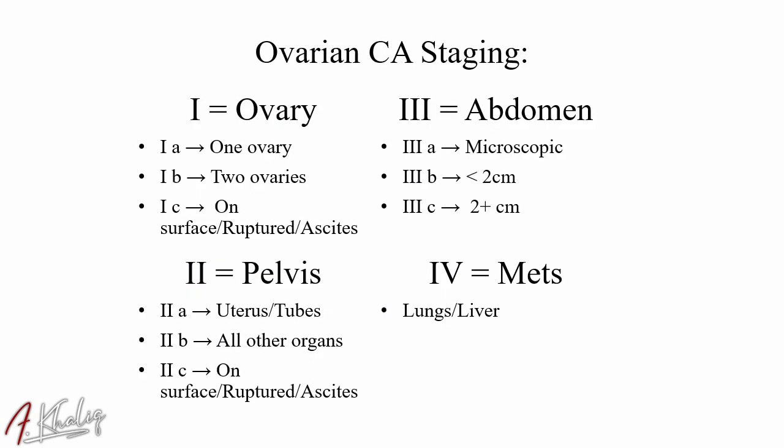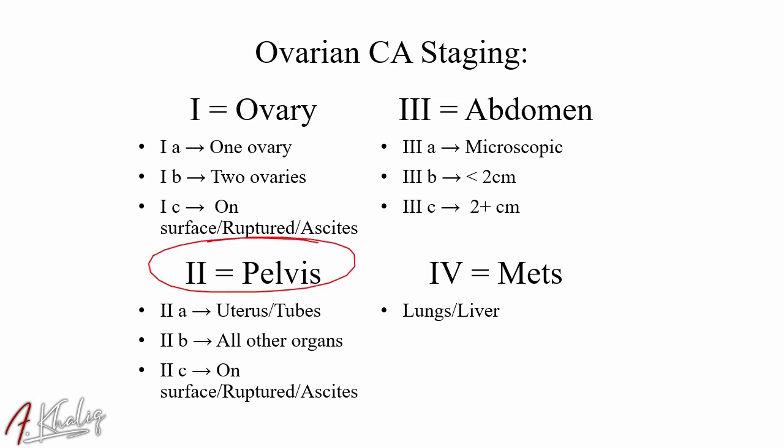Now to talk about the staging, first of all, we get the ovarian carcinoma staging. In stage 1, you have the lesion in the ovary. Now stage 1 is divided into 1A, 1B, and 1C. 1A means 1 ovary is involved. 1B means 2 ovaries are involved. And 1C means the lesion is on the surface or the ovaries are ruptured or there's fluid in the abdomen, which is ascites.